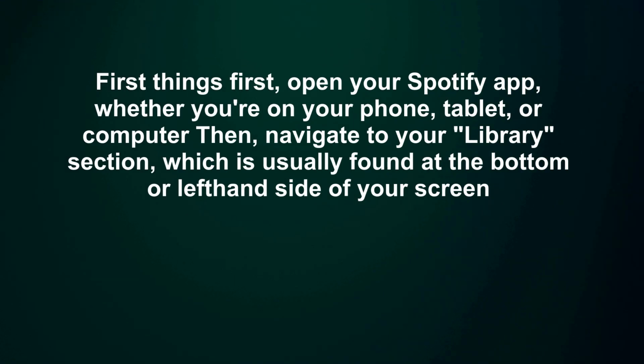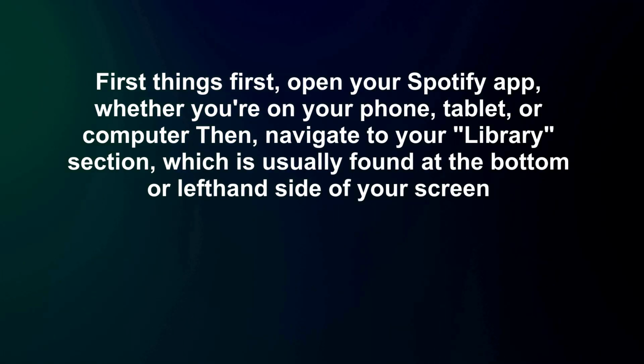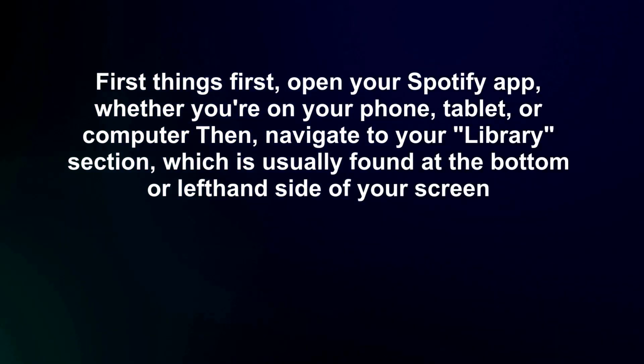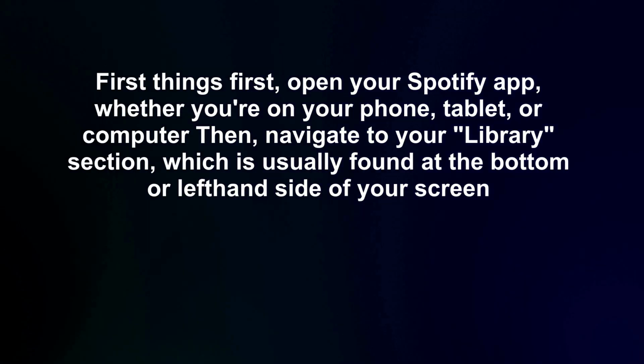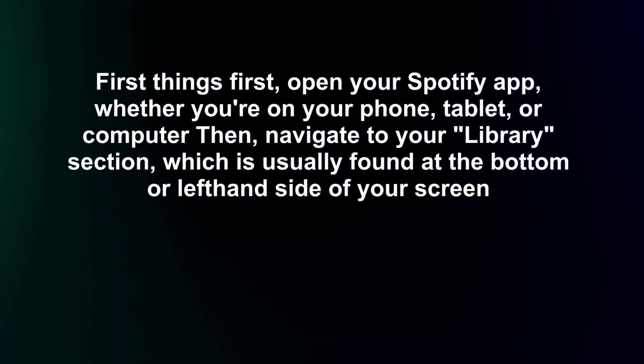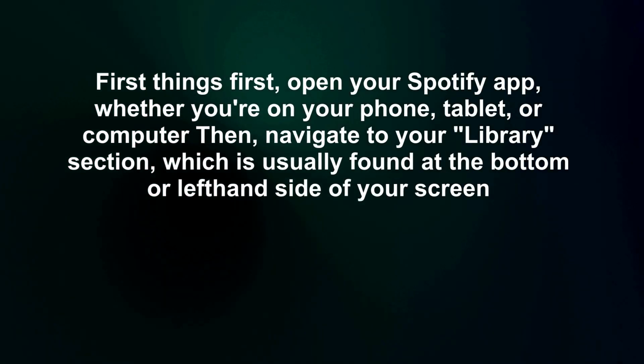Ready to curate your ultimate music oasis on Spotify? First things first, open your Spotify app, whether you're on your phone, tablet, or computer. Then navigate to your library section, which is usually found at the bottom or left-hand side of your screen.